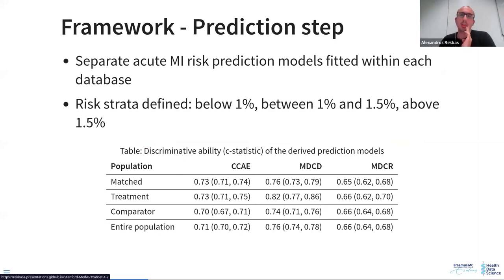So for the prediction step now, we focused on the prediction of acute myocardial infarction. We did that by developing separate prediction models within each database, and we did so by fitting a lasso logistic regression.